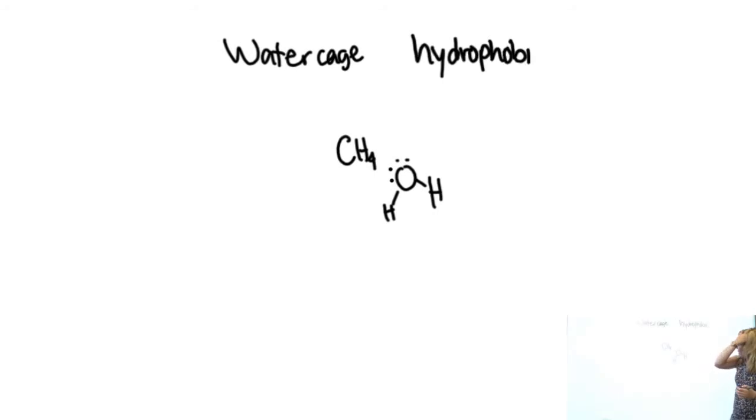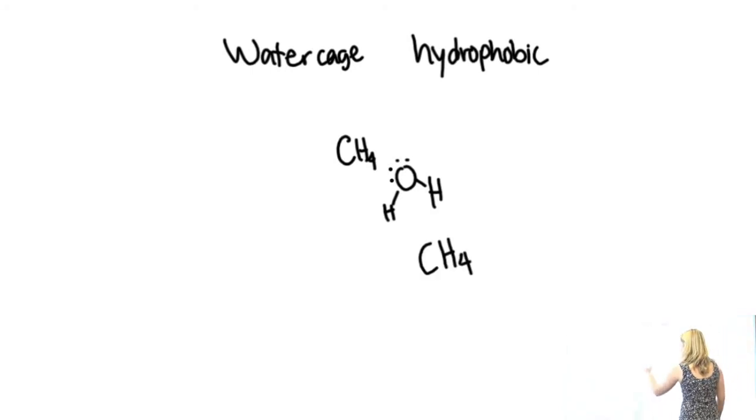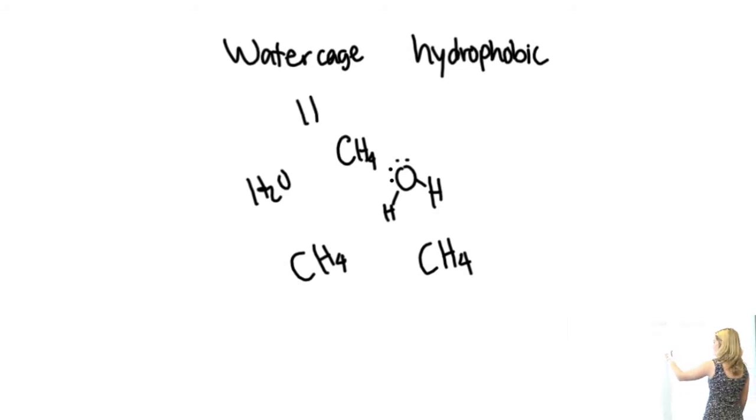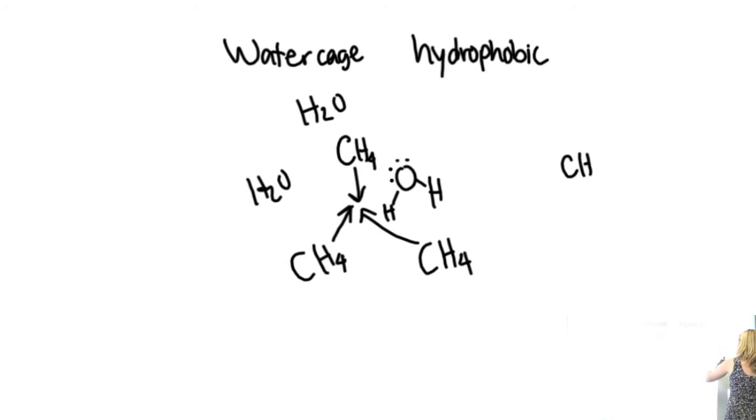So the water cage is what will happen if you had a lot of methanes in this water. So we have a mixture of water and methane. What will happen is all of these will come together to one central location, which I'll draw over here. And then I'm just gonna draw this as representation.